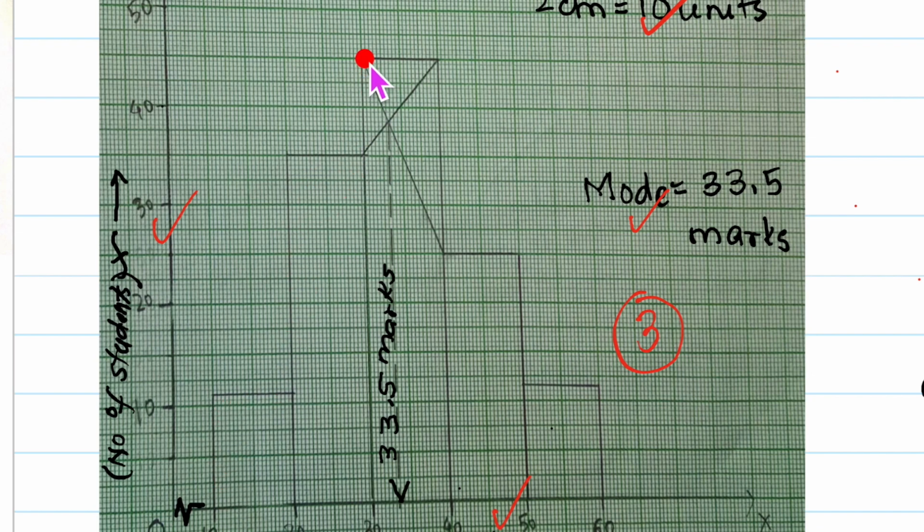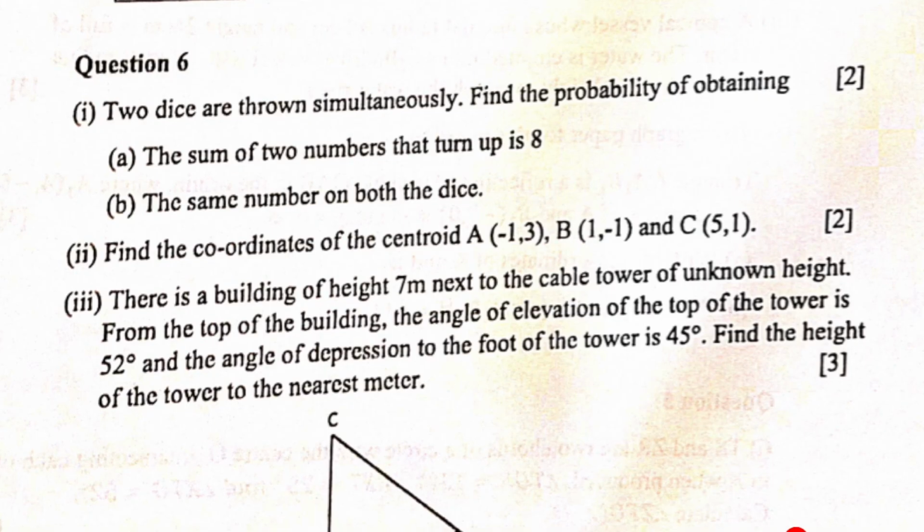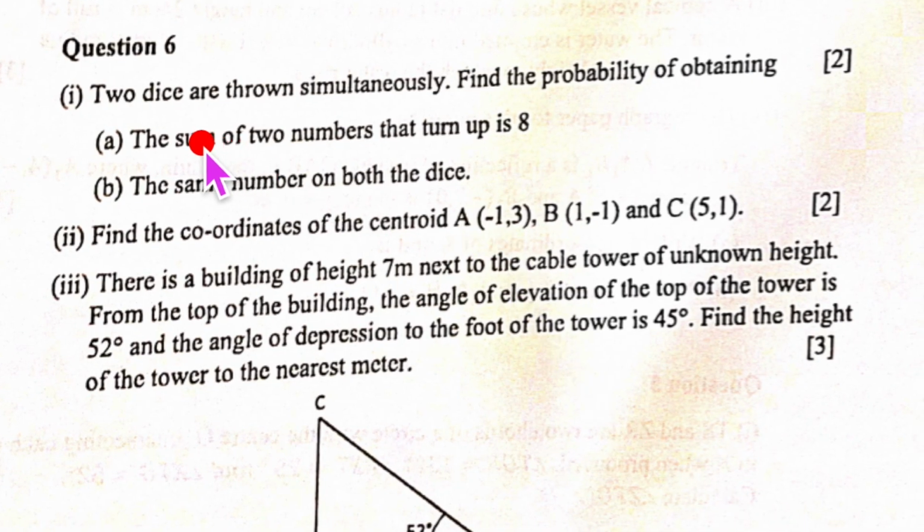Then we take the top rectangle. We take this corner and this corner over here. We join these, and where the two intersect, that is going to give us our mode, and mode is 33.5 marks, and that's how we get our 3 marks. That finishes our question 5. Now we come to question number 6.